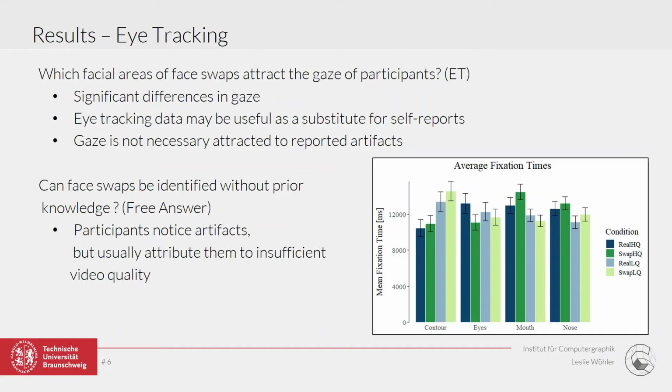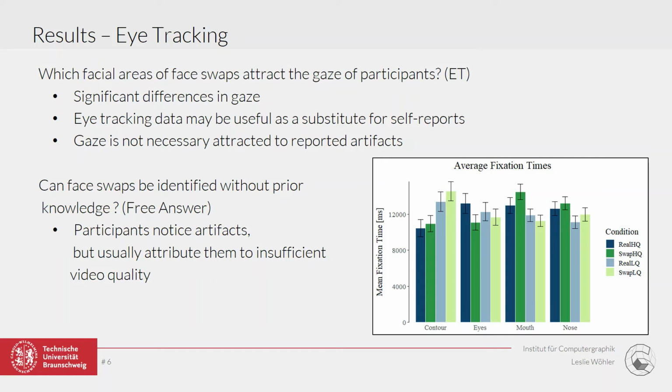The results show a significant difference in gaze between genuine and face swap videos. In high-quality face swaps, fixations are more prominent on the nose and mouth than on the eyes. This indicates that eye tracking data could be used in pipelines to detect face swap videos. We also found that artifacts are not generally more salient if they are reported by participants. Especially artifacts on the facial contours bias the fixation behavior for low-quality face swaps, even though they were reported less often than artifacts on the eyes.